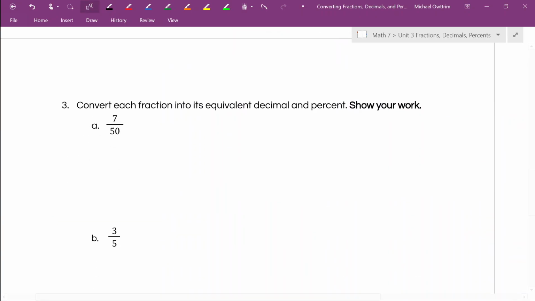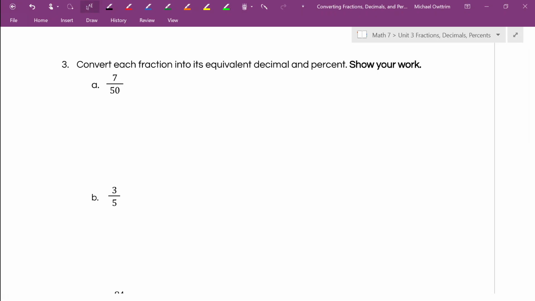On the back, we are starting with a fraction, and we want to convert it into equivalent decimals and percentages. So in question A, I've got 7 over 50. My first option for converting a fraction to a decimal is to get the bottom to be 10, 100, or 1,000. In this case, if I multiply the bottom by 2, I get 100 on the bottom, and 7 times 2 is 14 on top. Now that I have my 14 over 100, I can replace my over 100 with the percent symbol. So this will be 14%.